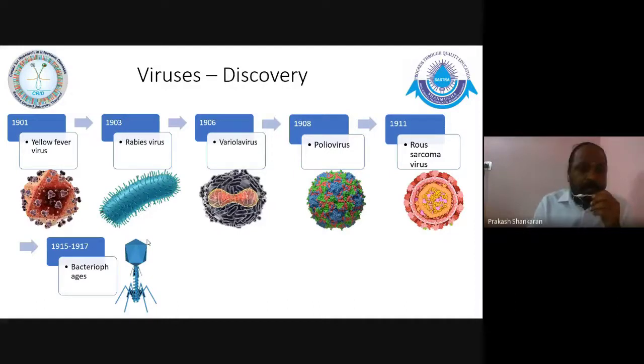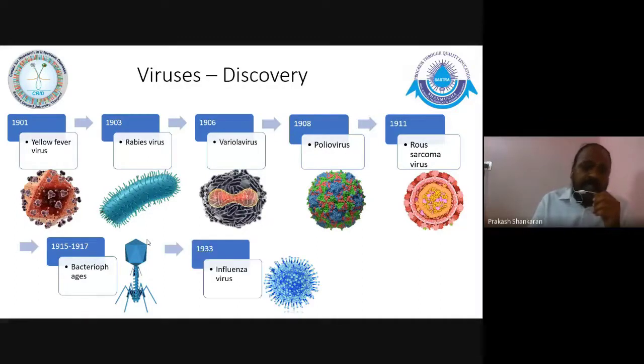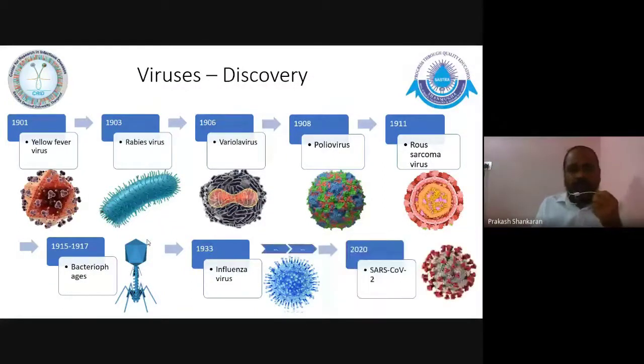And then in 1915 to 1917, two different independent scientists isolated the bacteriophages. They found out what a bacteriophage is. Then in 1933, influenza virus, and then there is a long list of discoveries of an enormous number of viruses. Finally, in 2020, we have a variant of SARS coronavirus, which we call SARS coronavirus 2. We have recently identified it and established the disease and its causative agent.